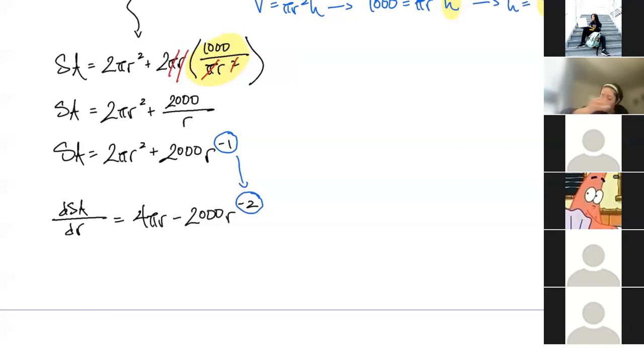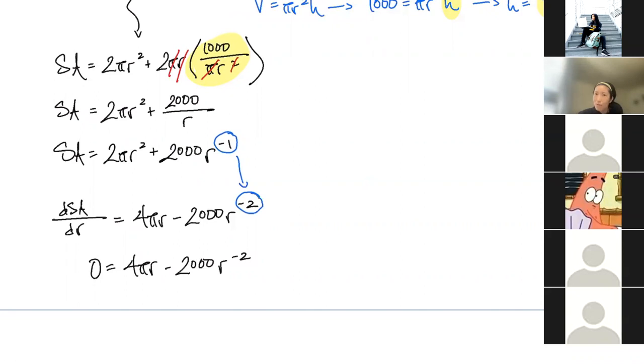What do I want to do? Yes, we want to set that derivative equal to 0. And if you happen to think, oh, maybe I should plug in 0 for r, I think that Natalia brought up a great point earlier.